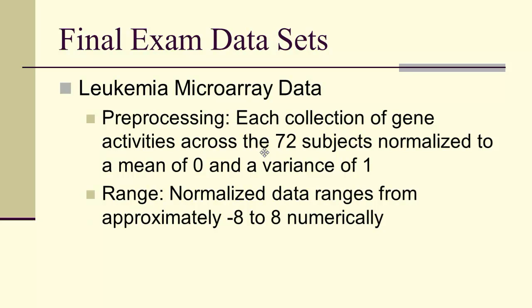Now, there's some pre-processing that's been done already. Each collection of gene activities was normalized to a mean of 0 and a variance of 1. This is called standardization. And the normalized data ranges from approximately -8 to +8. So remember, a mean of 0 and a variance of 1 simply means that anything from -2 to 2 is probably to be expected, a couple of standard deviations away. But there will be occasions where you can get -8 to 8 standard deviations away from the mean.